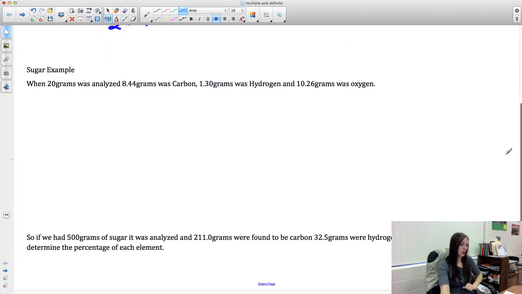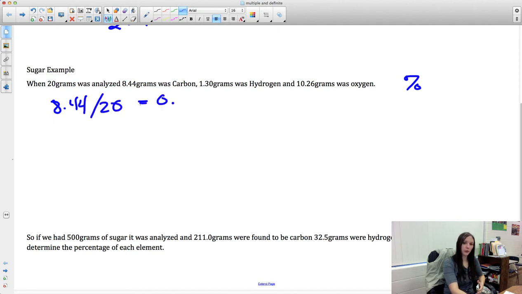For example, sugar. Say 20 grams of sugar was analyzed, and I see that I have 8.44 grams of carbon, 1.3 grams of hydrogen, and 10.26 grams of oxygen. So I want to see here for sugar what percentage these elements are, because it should always be the same percentage or the same ratio. So if I've got 20 grams and 8.44 of those are carbon, that means 8.44 divided by 20 is going to give me 0.42. If I want a percentage, I do times 100. So it is 42% carbon.